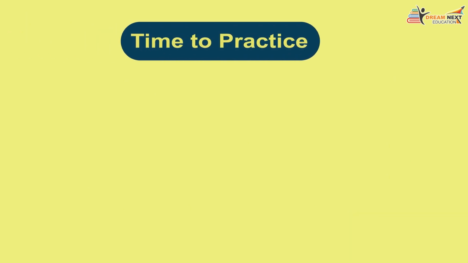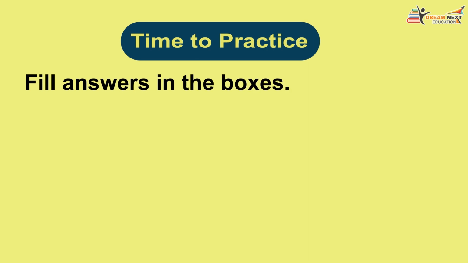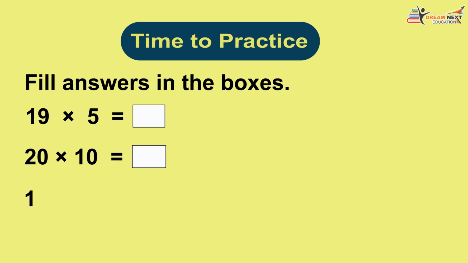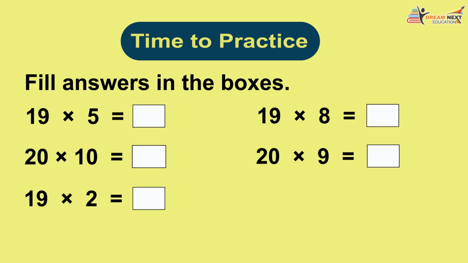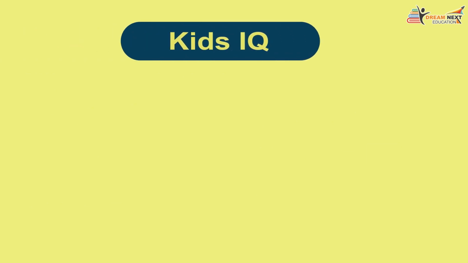Time to practice. Fill answers in the boxes. 19 into 5 is equals to box. 20 into 10 is equals to box. 19 into 8 is equals to box. 20 into 9 is equals to box. 20 into 6 is equals to box.